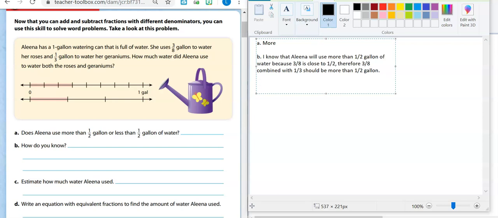All right, now let's go to our next question. It says, estimate how much water Alena used. So, if we know that our answer is going to be greater than 1/2, I'm going to estimate that my answer should be between 1/2 and 1. So let's go ahead and write that out. So we're going to say my estimate should be between 1/2 gallon and 1 gallon.